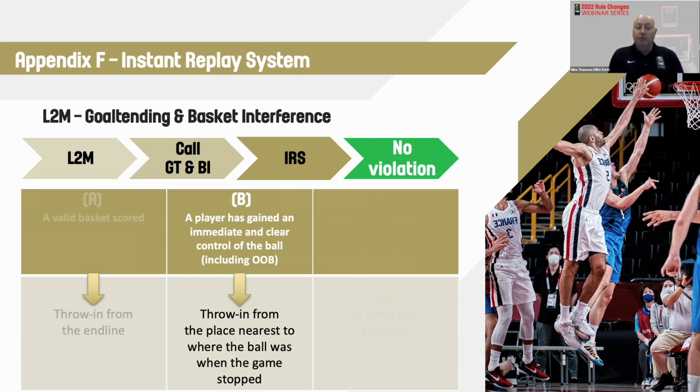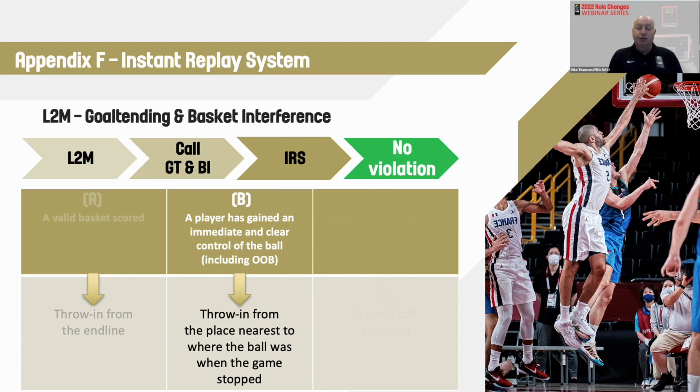Within the Official Basketball Rules Interpretations, we explain very clearly what an immediate and clear control is, and we note this is the first action after the goaltending or basket interference call is made, and it is immediate and clear control of the ball. If that occurs, that team shall be awarded a throw-in.